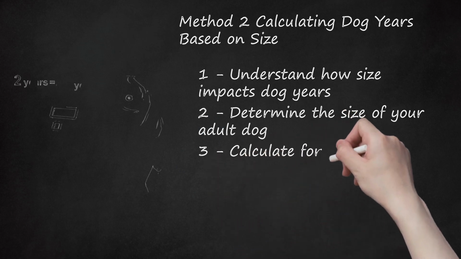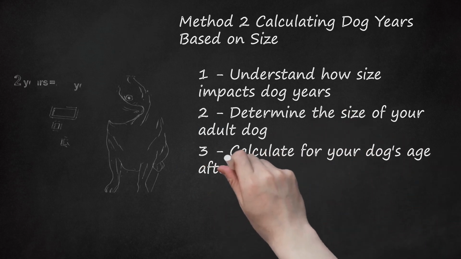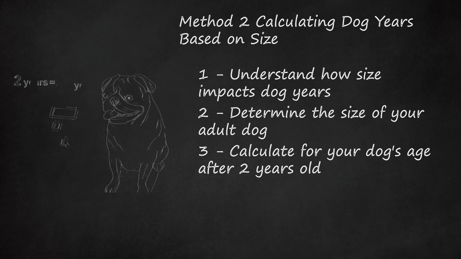3. Calculate for your dog's age after 2 years old. For every year after your dog is 2 years old, add the following number of years to 24, his age at 2 years, based on your dog's weight. For small and medium dogs, add 5 years, for large dogs, add 6 years, and for giant breed dogs, add 7 years. Consider the age of a pug at 10 years old.